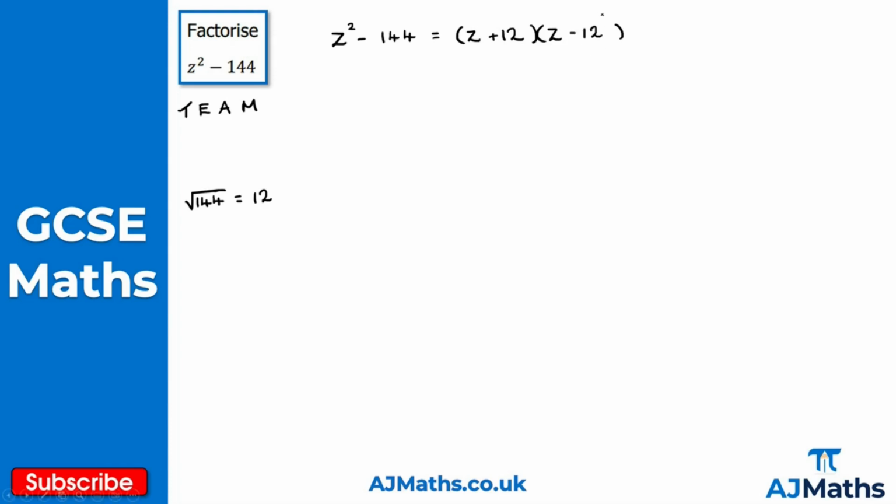Okay, and there we have it. Again, you can verify this solution by expanding this, using FOIL or the grid method, whichever you prefer. But expand, simplify, and you should get z squared minus 144. Okay, but there we have it. So that's the solution to question 4.